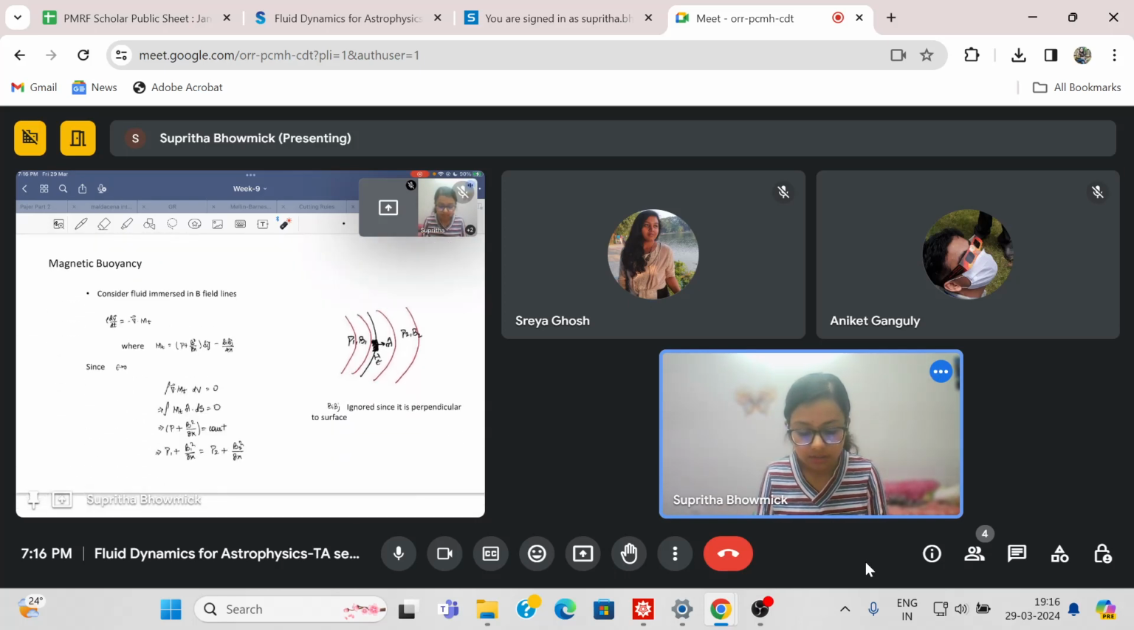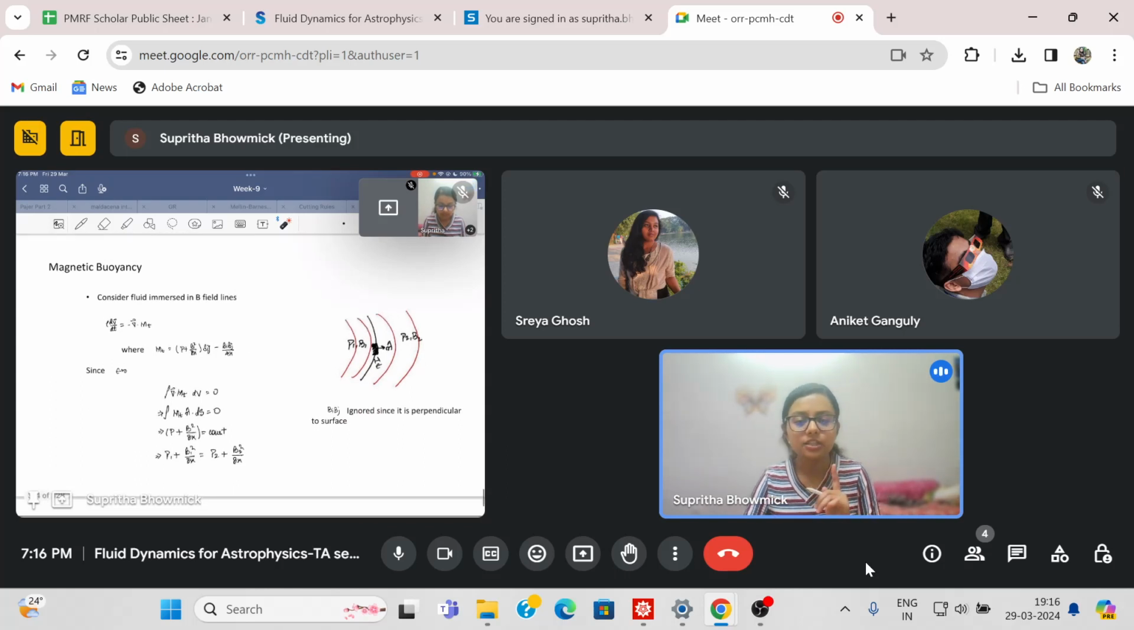All right. Next, what was discussed was the concept of magnetic buoyancy. All right. So, where does this come from? Look at the momentum conservation equation. On the right hand side, we had a gas pressure term and a magnetic pressure term, which we combine together to write as MT. And the right hand side we simply write as divergence of MT.